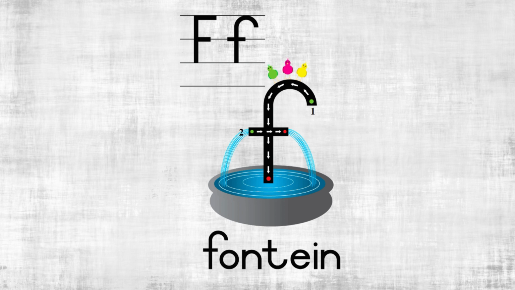For letters like these, you will start at number 1. From there, you will follow the arrows from the green dot to the red dot. Then you will lift up your pencil, go to number 2, and do the same there.